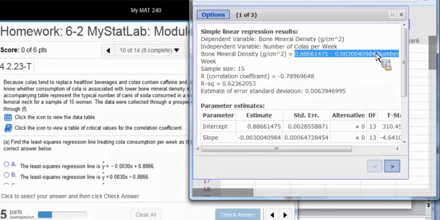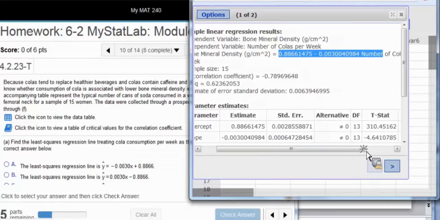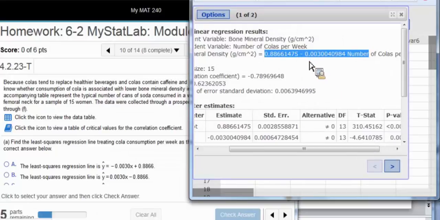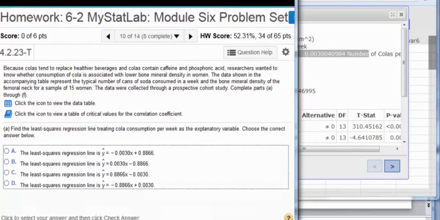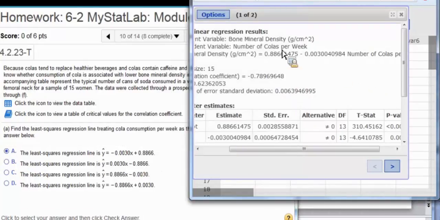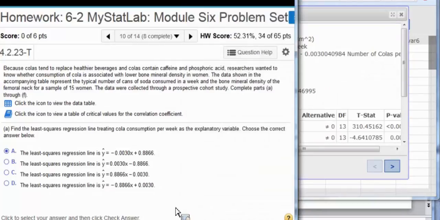Okay, so the slope, that's the number in front of the variable. So the slope is minus 0.003. So we have to look for the one that has minus 0.003 in front of the X. So that could be A. Actually, that's the only one. The slope has a minus 0.003, and then the other number, the intercept, is 8866. So that matches answer A.